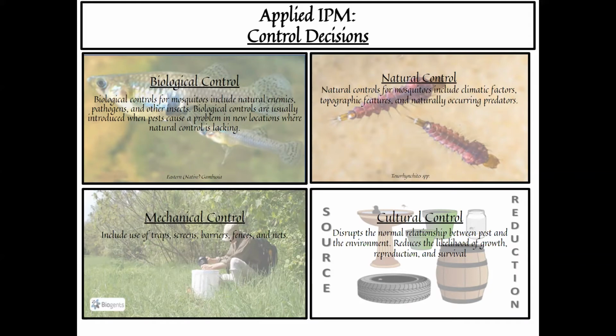So for biological control, up in the top left-hand corner, we have the gambusia, which can be a clear example. Toxorhynchites can be a good natural example. Mechanical controls can be various types of traps set, and more commonly, window screens, air conditioning, fans, nets, things of that nature are considered mechanical controls. And then you have cultural controls, which are any type of control methodology that disrupts the relationship between the pest and the environment. So it can be something as simple as emptying out your bird bath.